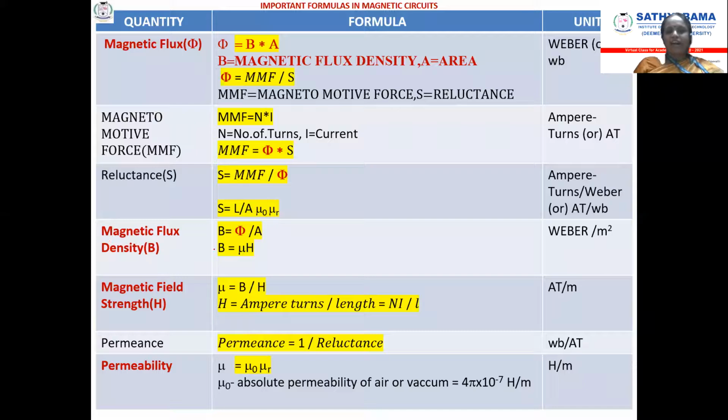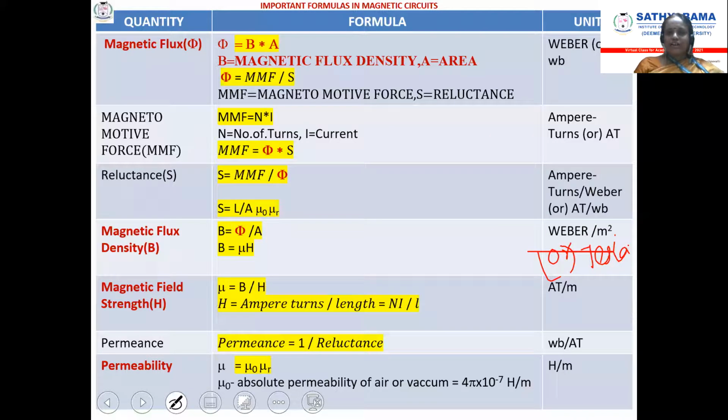Magnetic flux density, I have two formulas, flux by A. I think I didn't mention Tesla as the unit. Magnetic field strength: B equals nu H, or nu equals B by H, or H equals N I by L. Permeance is 1 by reluctance. Permeability nu equals nu naught into nu r. Nu r is 1 for air.